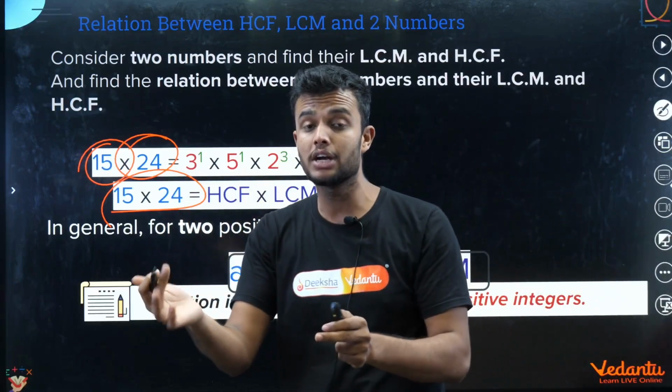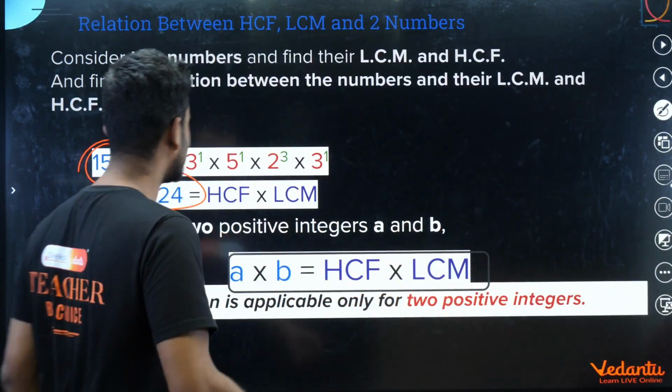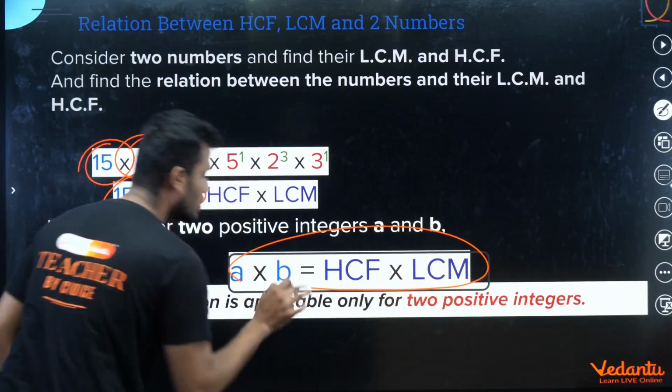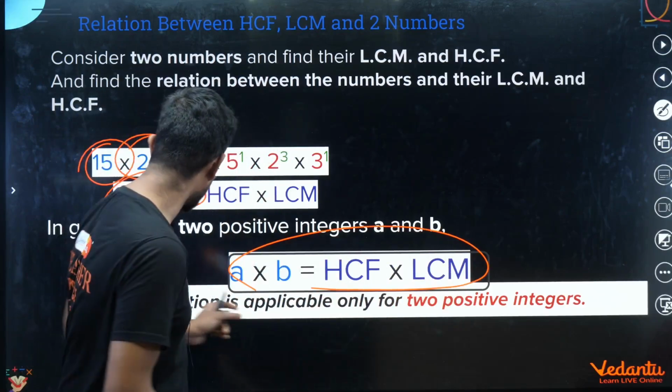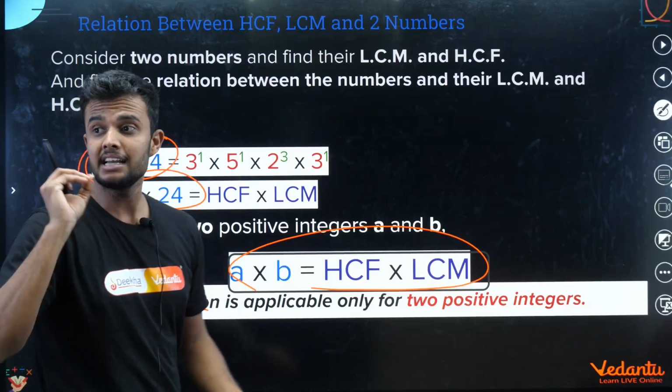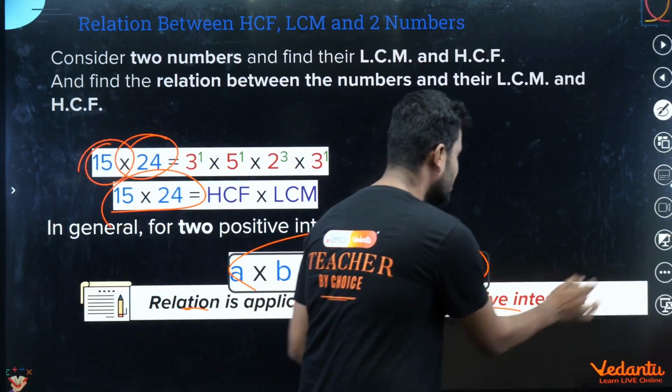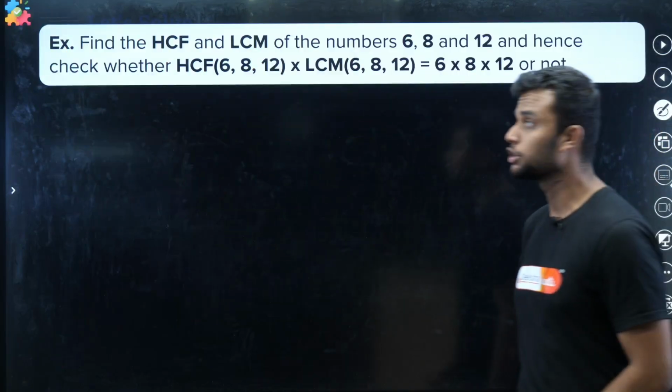What numbers did we find now? That is equal to LCM into HCF. Here, this is A into B is equal to HCF into LCM. And also one important point is there. The relation is applicable only for two positive integers. Okay, let's find out the first question.